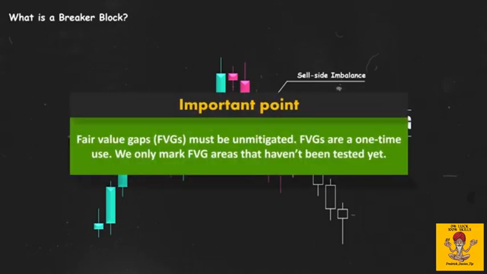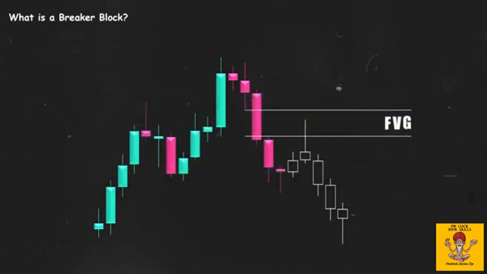Keep in mind that fair value gaps must be unmitigated. FVGs are a one-time use. We only mark FVG areas that haven't been tested yet. If the price taps into an FVG zone for the first time, that's when we consider it a trading opportunity. After that, it becomes mitigated and is no longer valid for future trades. If you'd like to dive deeper into these concepts, check out our previous videos. Now let's return to the Unicon model.